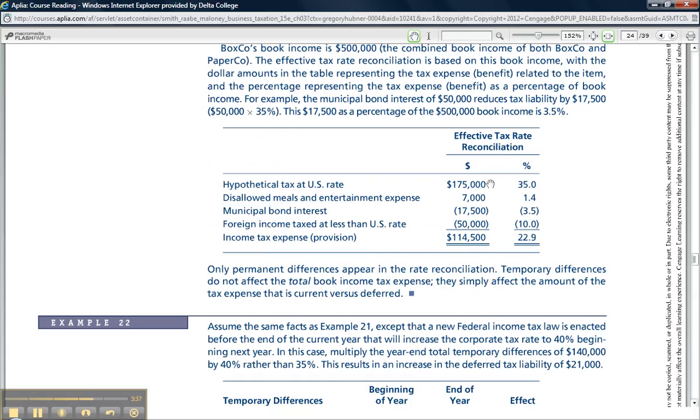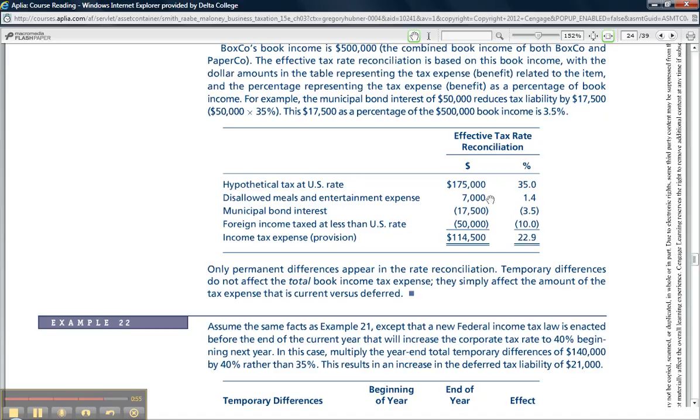This is how the effective tax rate reconciliation would look. Basically, it's saying 175 is what you'd expect to see, the hypothetical tax at the U.S. tax rate. So this is that book income number, 500,000 times 35%. But we know the total income tax provision is only 114.5. So the effective rate is a lot lower than 35%. And these items are reasons for the reduction.